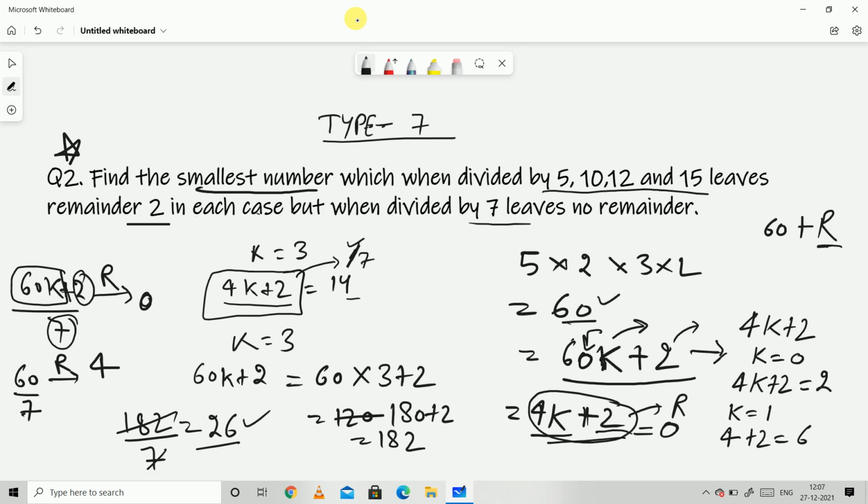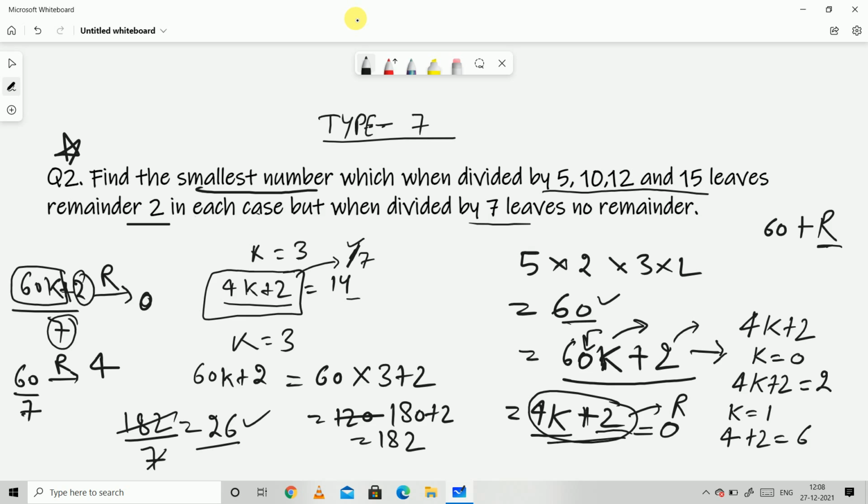You need to find the form which on dividing by these numbers will be leaving a remainder 2. And that form we found out is 60k plus 2. To the LCM, you will multiply the LCM with some variable and you will add the remainder to that. That will be the form of the number which is leaving remainder 2 on dividing by the given numbers.